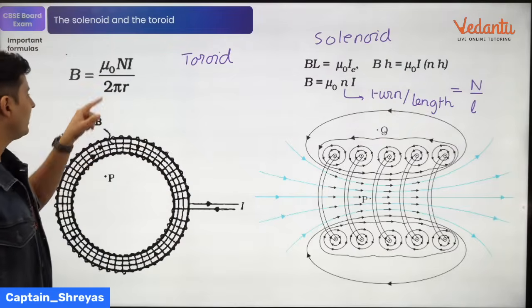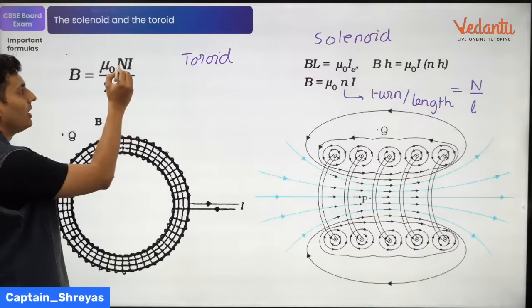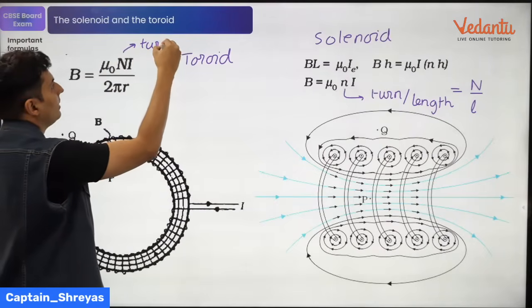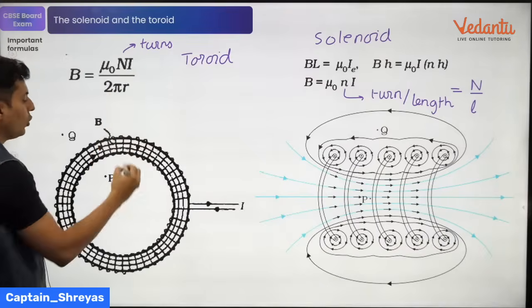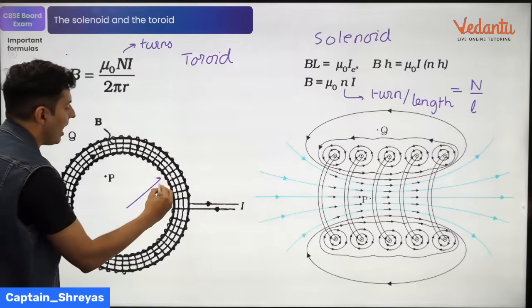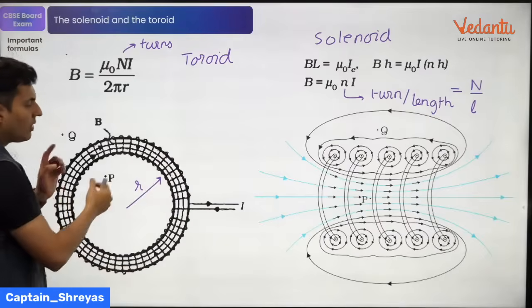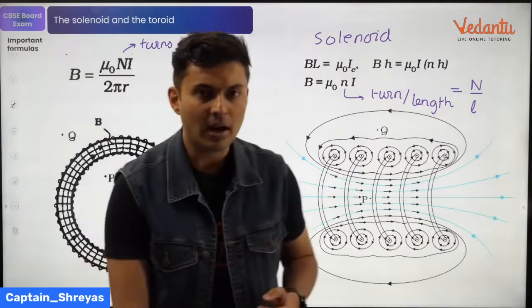So then it is a toroid. Then the field inside is mu naught, total turns, capital N is total turns, into current by 2 pi r. If you are wondering what r is, this radius, not this radius, it is the radius of the toroid, something which you should be aware of.